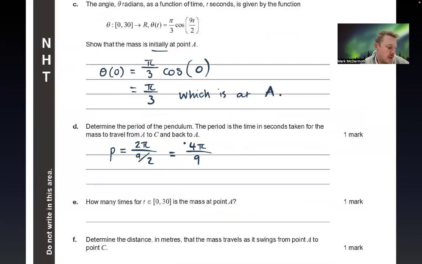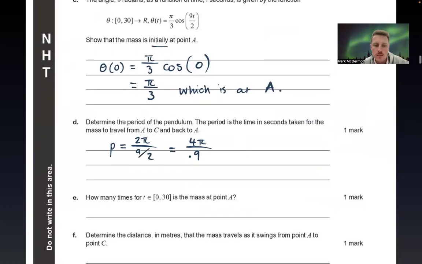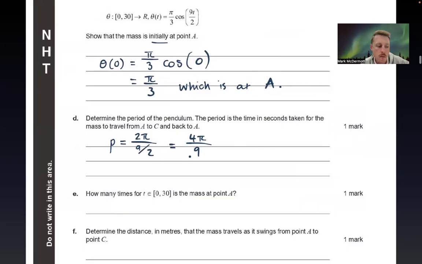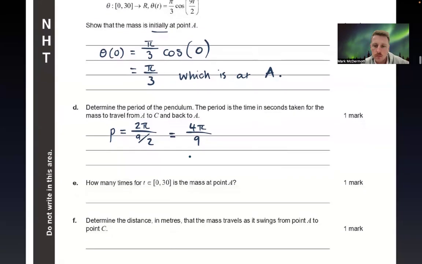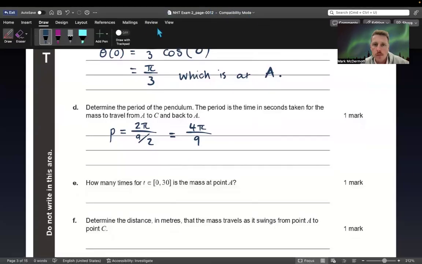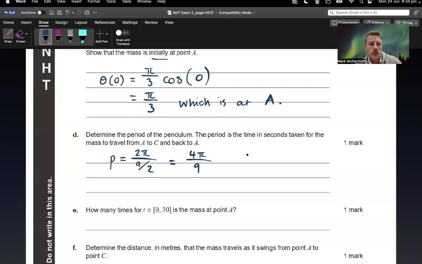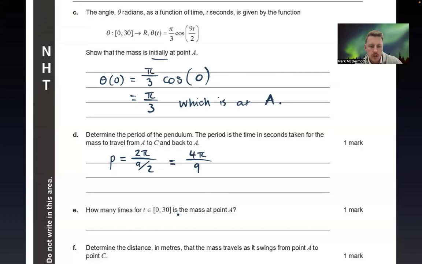How many times is the mass at point A? Well, we know that when it's at point A, the angle is positive pi on 3. So we just need to solve this equaling pi on 3 between 0 and 30 and see how many solutions we get.